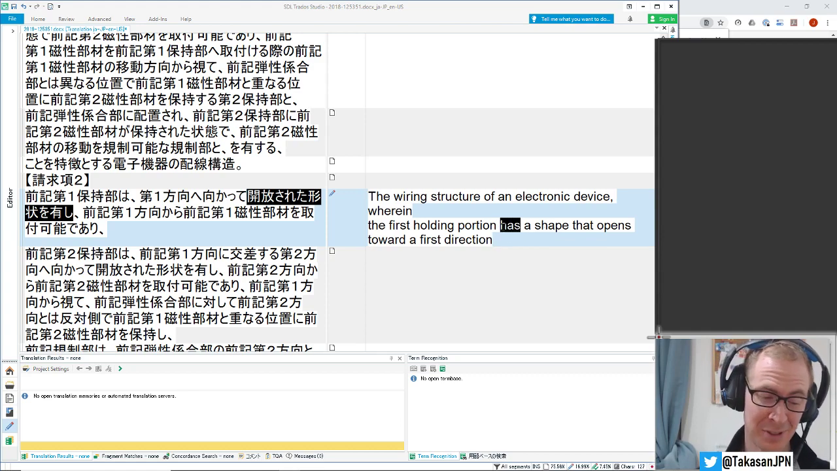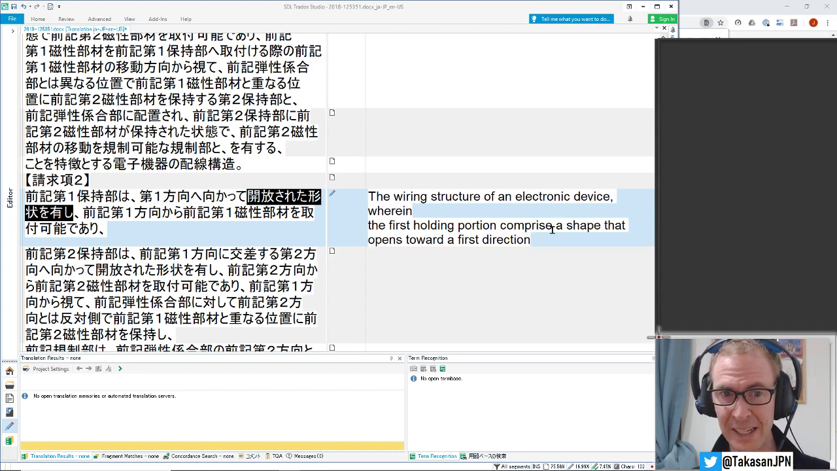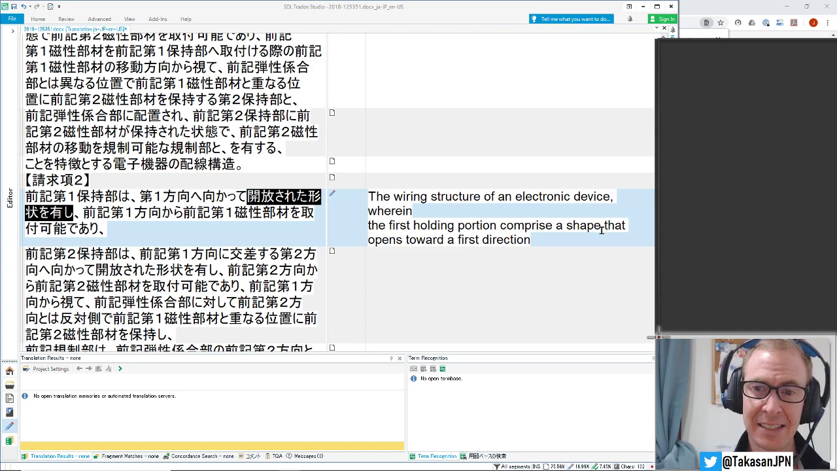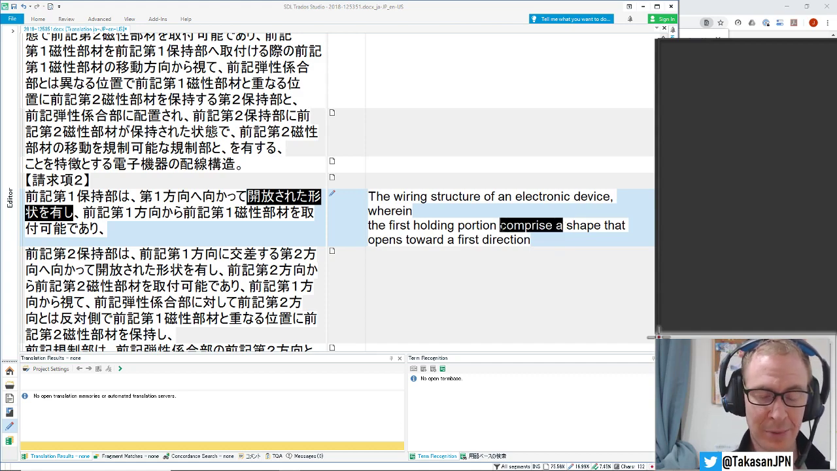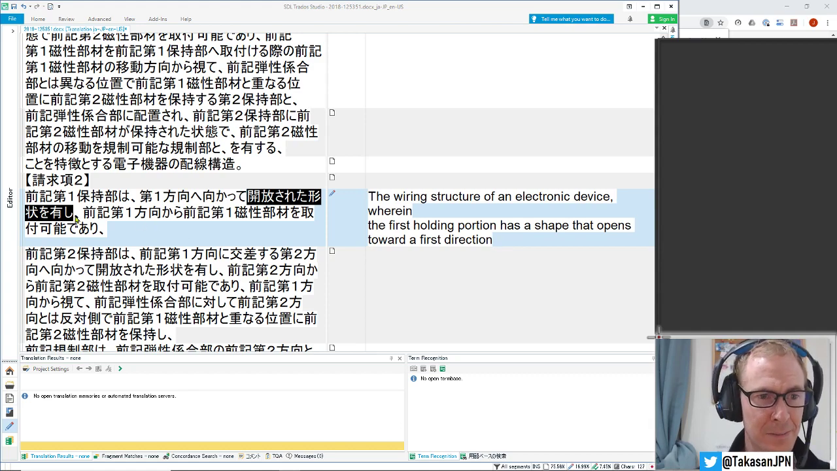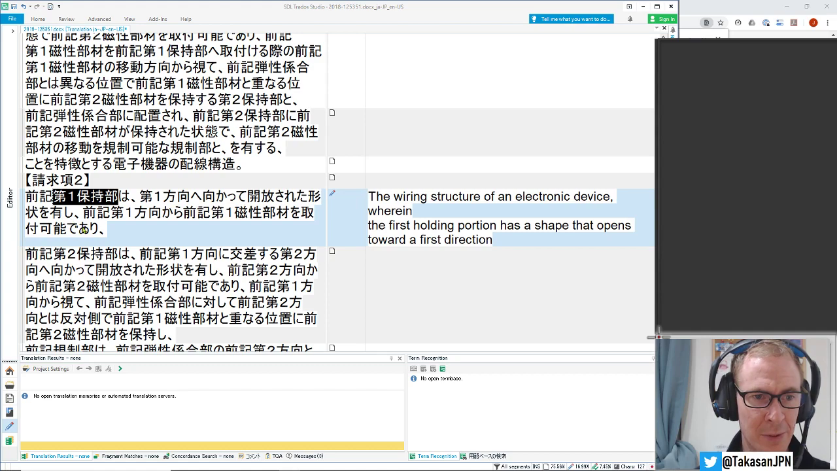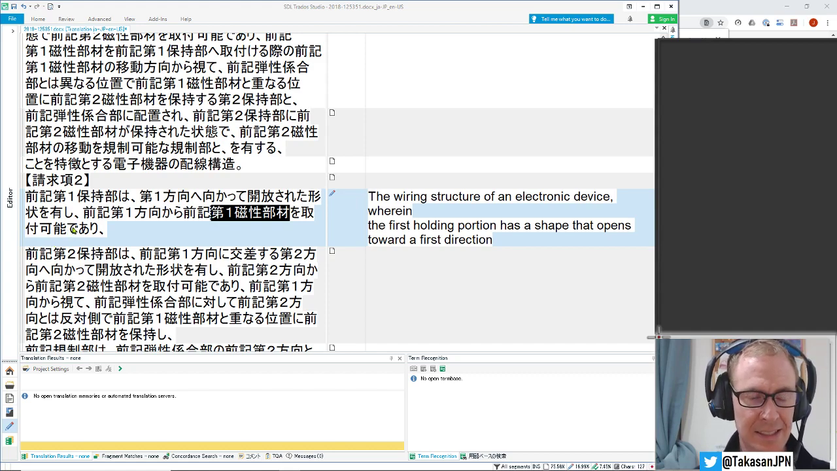Some people might put comprise here. I think comprise is wrong here because shape is not an element. Again, when we're translating, we need to think in terms of elements. Is shape an element? Is it a further restriction on the holding portion that it includes this element? No. We're just saying that this holding portion, we're restricting its structure. We're saying it has this shape. So we don't want to introduce shape as an element, so we don't use comprise. Now, the second restriction to this holding portion is that this first magnetic member is attached to it, can be attached to it. Alright.